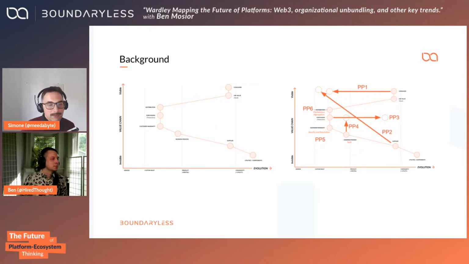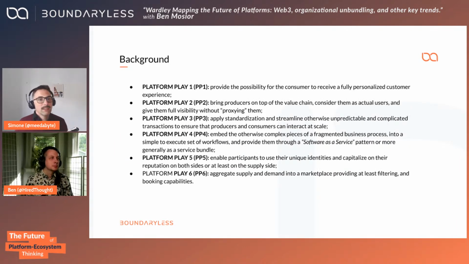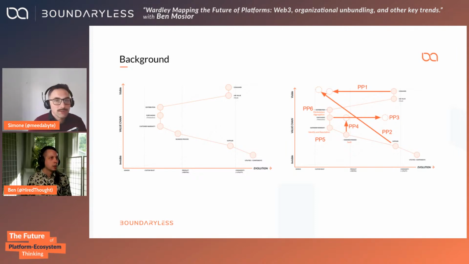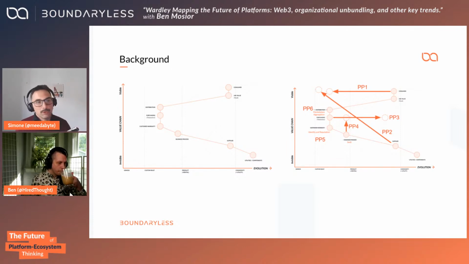So let's look into that with more details for a second. We're talking about these 6 recurring transformations. One transformation, as you can see, is platform play number 1: moving the consumer, let's say, from a commodity to a custom-built offering. The idea is that through platforms, it's easier to produce a personalized experience for customers, right? Because it's not a bureaucratic process, it's more like a self-organizing between consumers and producers.